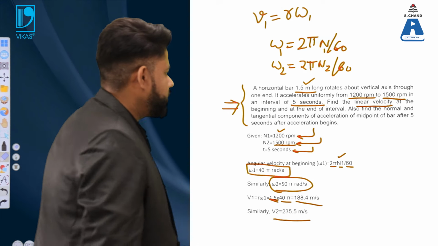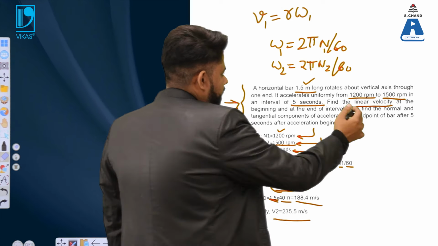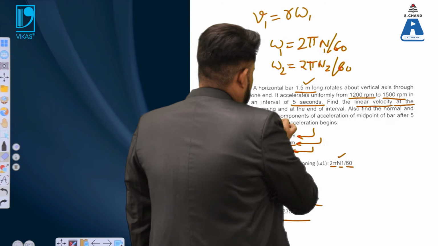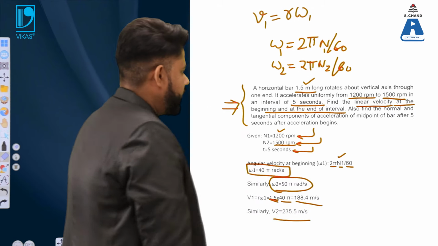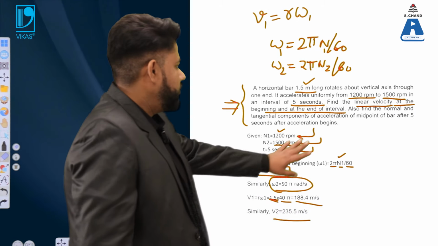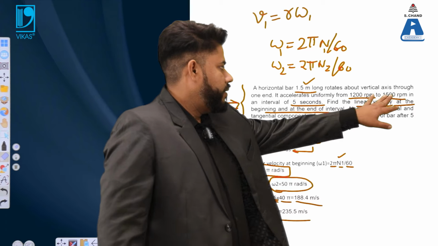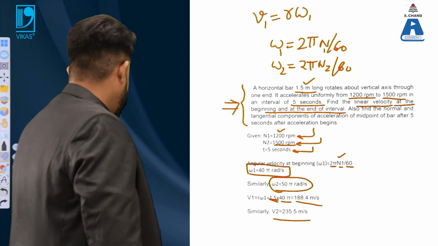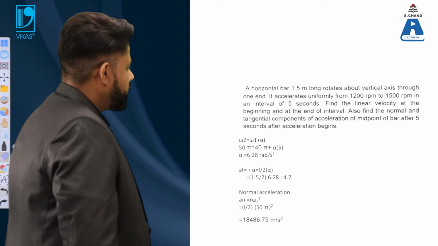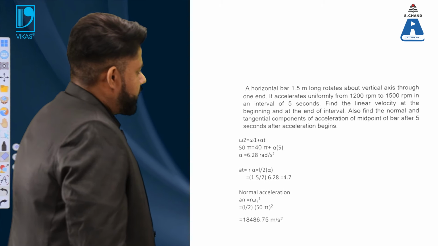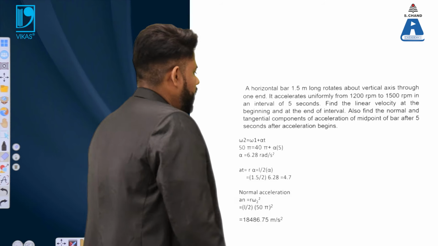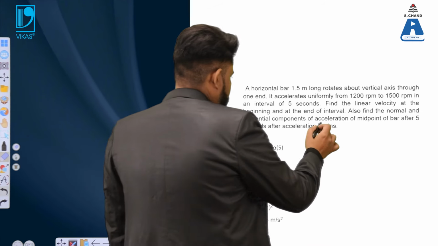So this first part is complete, which indicates that linear velocity is to be determined at the beginning and at the end of the interval. The beginning and the end of the interval are connected with the initial RPM and the final RPM of the body. Now, what is required additionally? You want the normal and the tangential components of the acceleration.